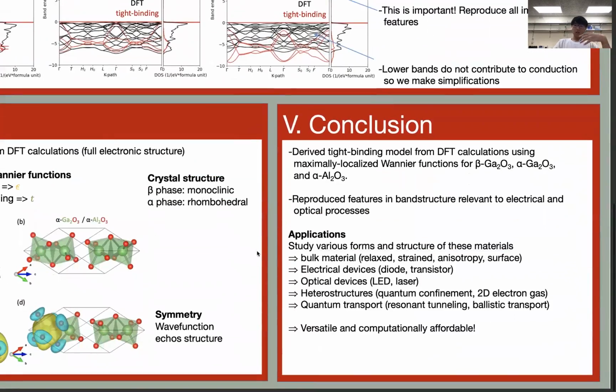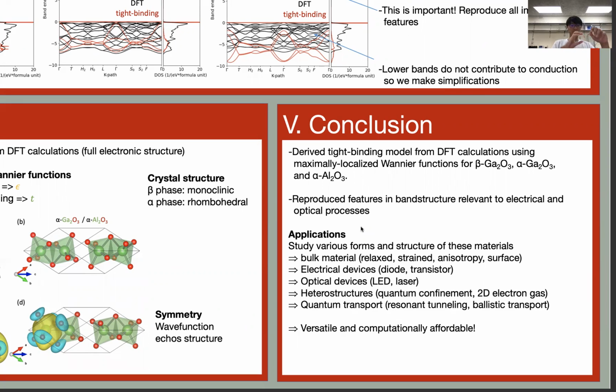Okay. So in conclusion, we have derived a tight binding model from DFT calculations using maximally localized Wannier functions for these three technologically relevant materials: beta gallium oxide, alpha gallium oxide, and alpha aluminum oxide. We have reproduced the features in the band structure that are relevant to the major electrical and optical processes. That means we can use this model to study some interesting behaviors in various forms and structures of these three materials. We can study the bulk material under different conditions, different orientations. We can study different electrical devices, optical devices.